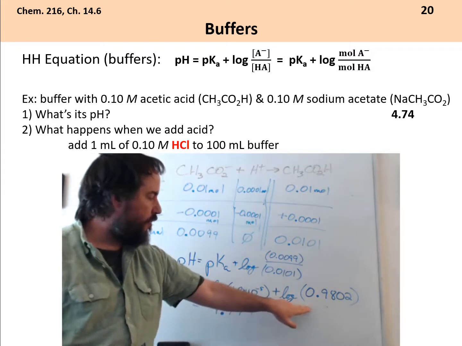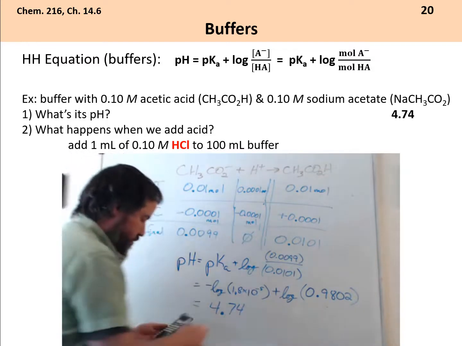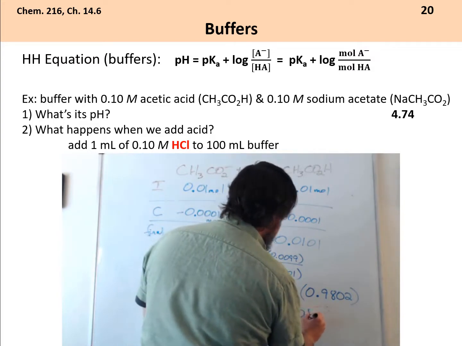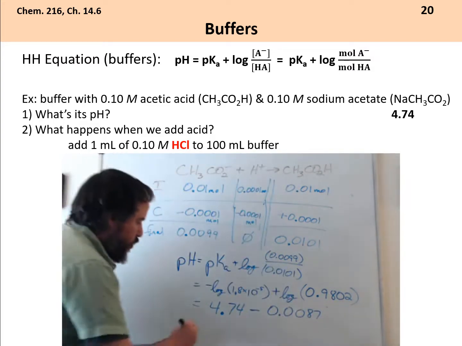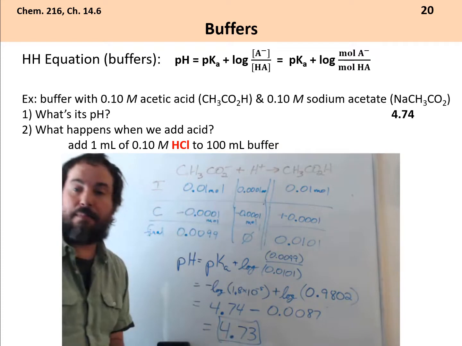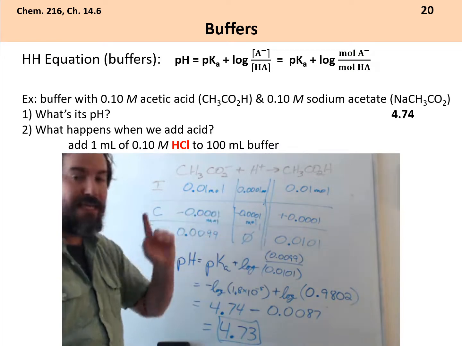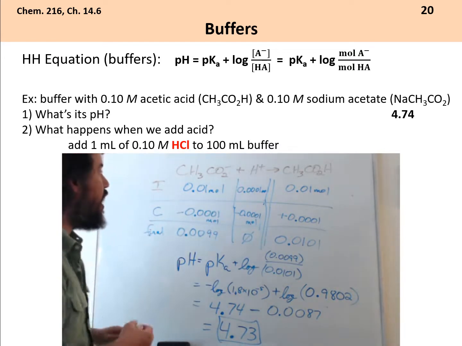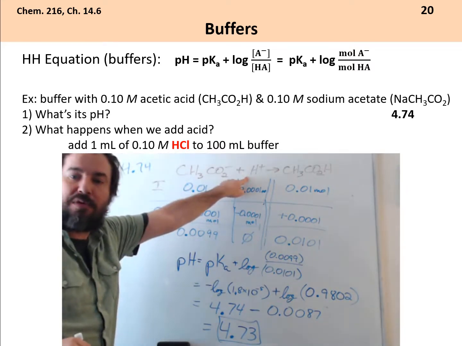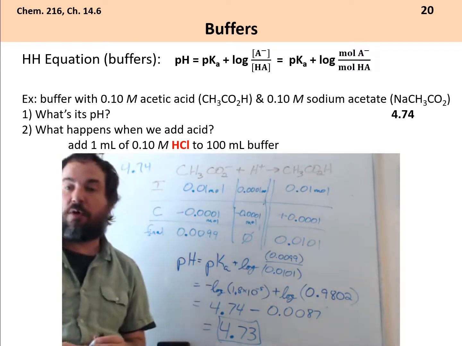Whenever I have log of 1, that equals 0. Log of anything below 1 is going to give me a negative value. So if I take the log of this, I get negative 0.0087. So what's going to happen? My pH is going to end up as 4.73. Does this make sense? Yes, because I start off with a pH of 4.74. I added in acid, so what's going to happen to my pH? It's going to be lowered. In this case, it gets lowered a very small amount.